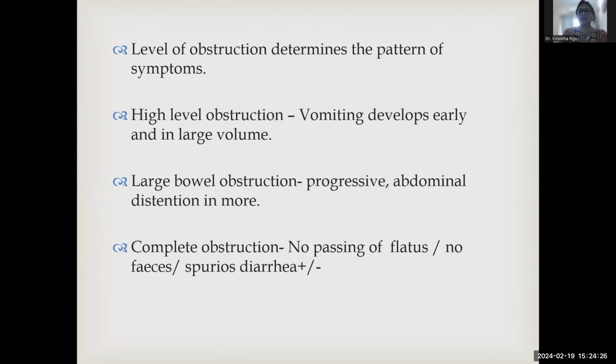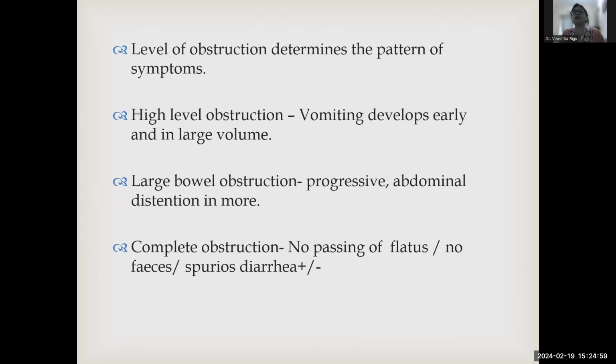If the patient is having a large volume of vomiting, the patient or the family says, I don't know how he or she is vomiting so much. It's like 10 times the amount of sip of water that he or she probably has had. So when there is a large volume of vomiting, you should suspect that the obstruction is at a higher level, most probably in the small intestine.